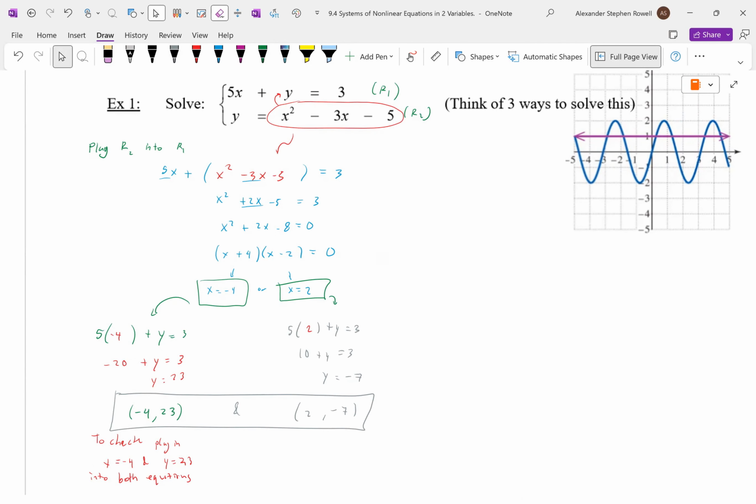Any questions about this? We'll apply substitution when it's easy to solve for one variable. There's many ways to solve these. In fact, there's infinitely many ways to solve these.